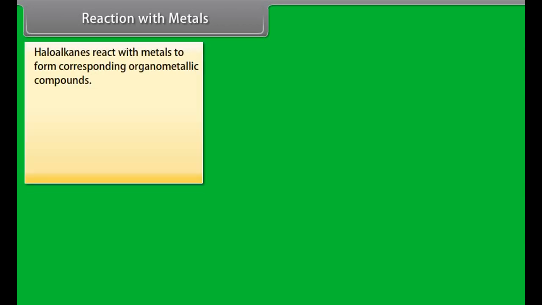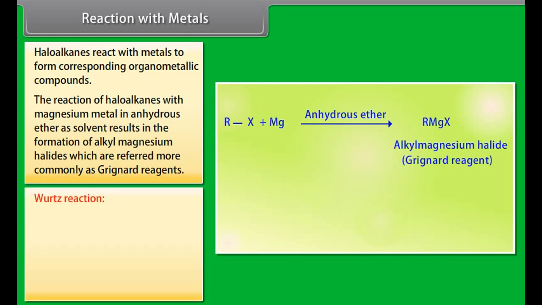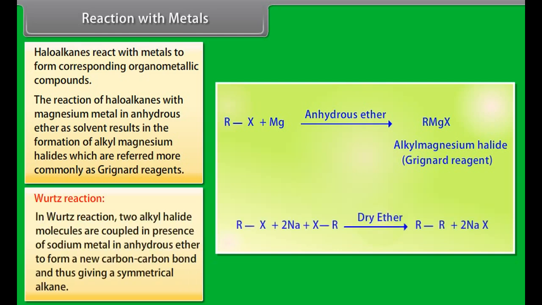Reaction with metals. Haloalkanes react with metals to form corresponding organometallic compounds. The reaction of haloalkanes with magnesium metal in anhydrous ether as solvent results in the formation of alkyl magnesium halides, which are more commonly referred to as Grignard reagents. Wurtz reaction. In the Wurtz reaction, two alkyl halide molecules are coupled in the presence of sodium metal in anhydrous ether to form a new carbon-carbon bond, thus giving a symmetrical alkane.